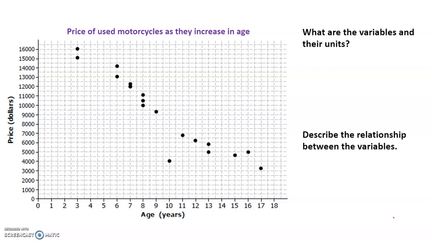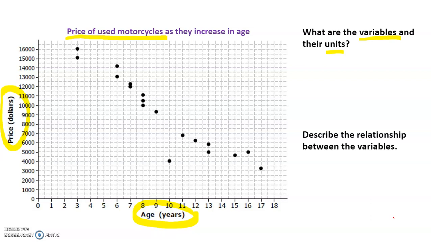So here we have a scatter plot, and we're going to have a look at how we can describe the relationship and how we can determine the equation of the line of best fit. So first of all, we need to understand what the variables and the units are that we're describing. So let's have a look. We've got age in years and price in dollars, and the title tells us it's the price of used motorcycles.